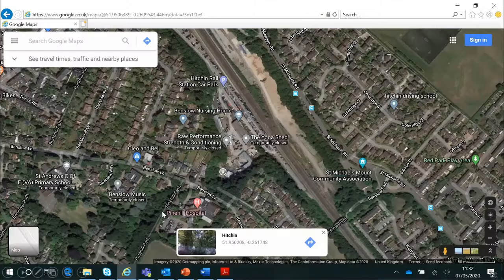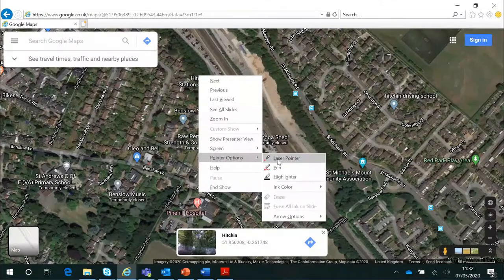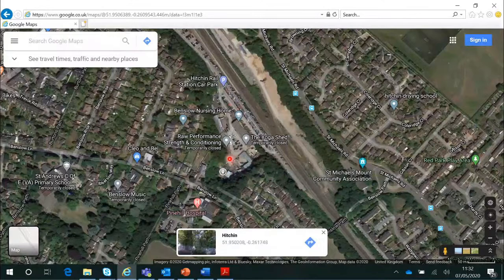So the site is in this area here. The station and station car park is here. The A505 runs to the north of the site, but there's no access along Benslow Lane at all. All of the access and egress is through a private road through the station car park and then into this area here. This area is designated as an employment site. It's a small industrial estate.